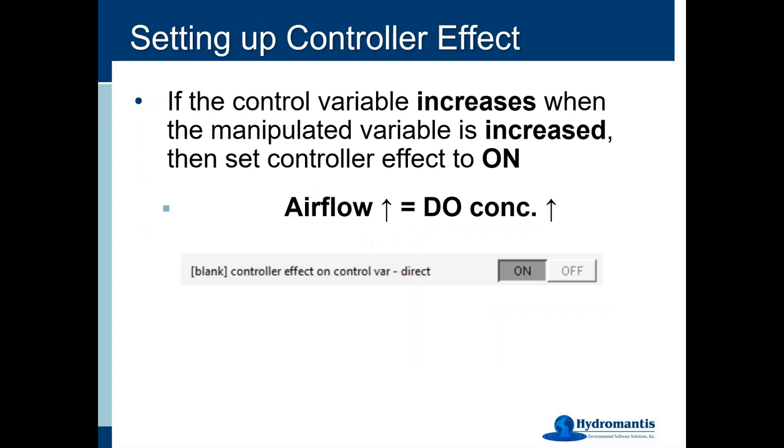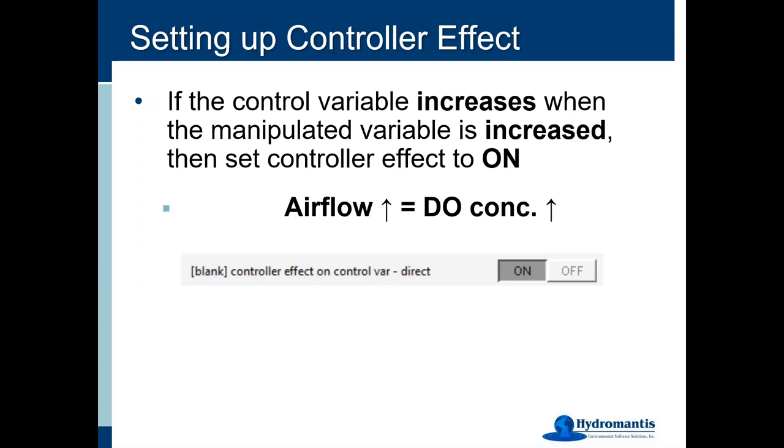The last thing that was in that grouping that I showed you earlier was what we call the controller effect variable. And this is an on-off. Essentially, what this does is tell the controller which direction it needs to go. So you basically just have this set either on or off, and it is asking which way the process and the control variable work.